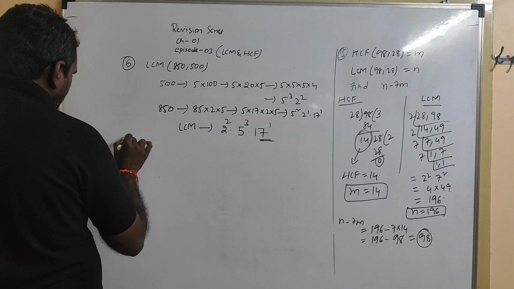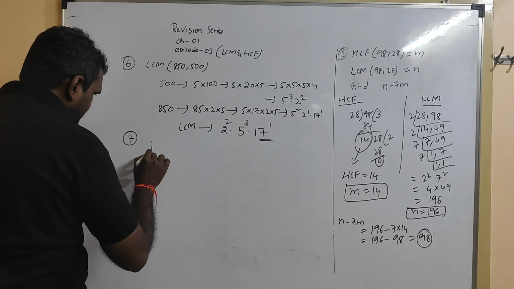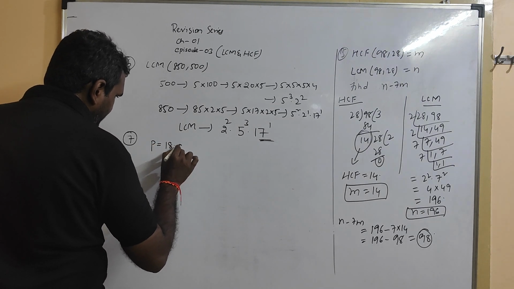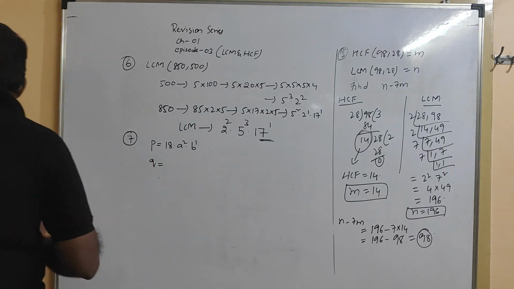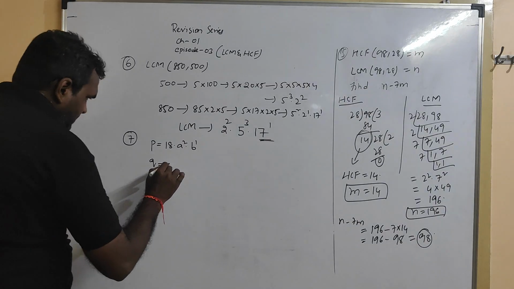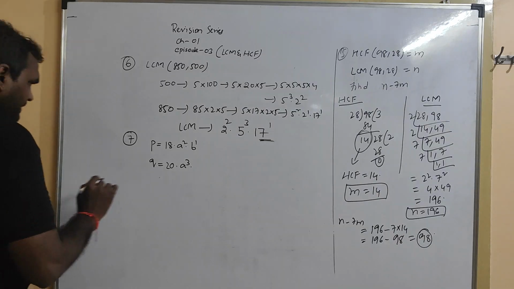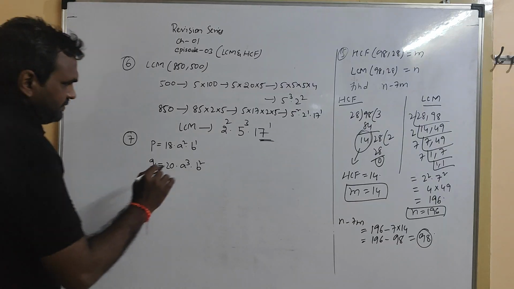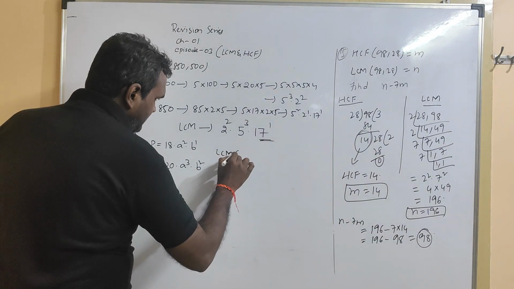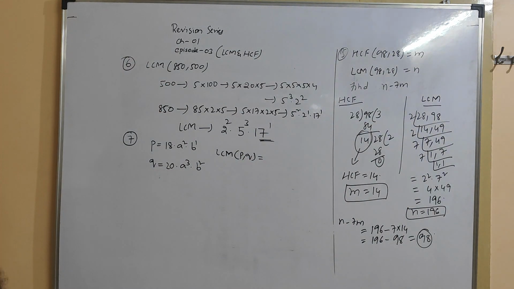This is regarding the 6th question. 7th question. P is equal to 18 into A square into B power 1. Q is equal to 20 into A cube into B square. They are asking to find the LCM of P comma Q.